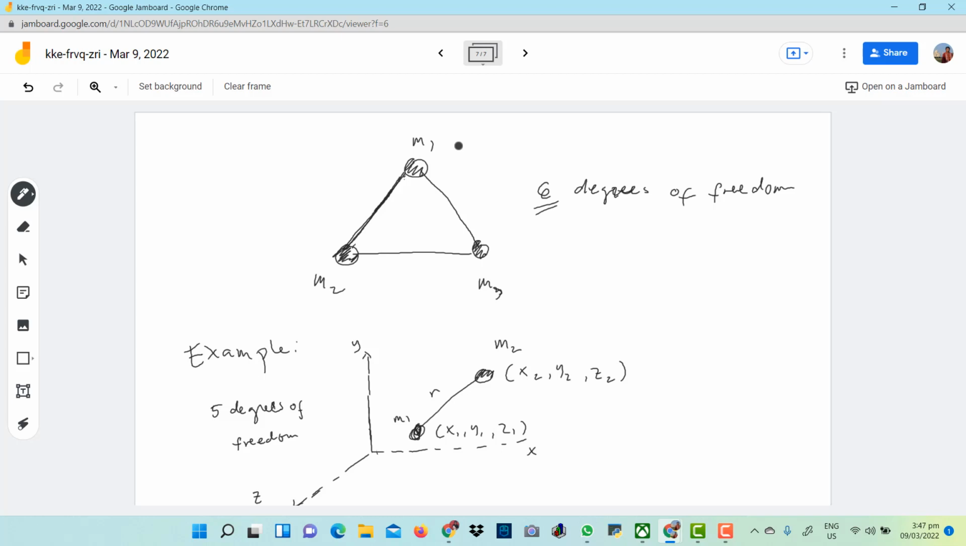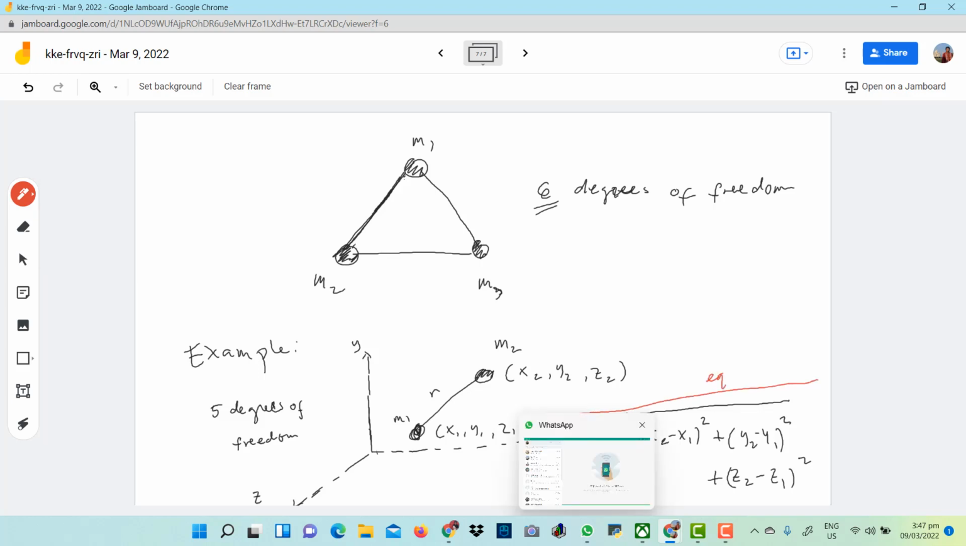But I have one equation of constraint, which is this r. And this r can be solved using the distance formula. Right? Using the distance formula, r is equal to the square root of x2 minus x1 squared plus y2 minus y1 squared plus z2 minus z1 quantity squared. So this is now this equation.